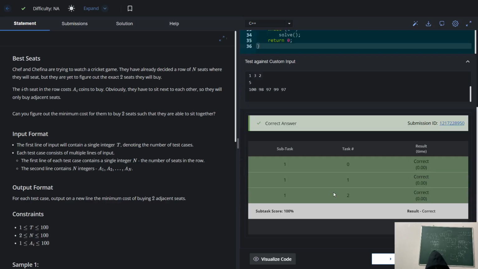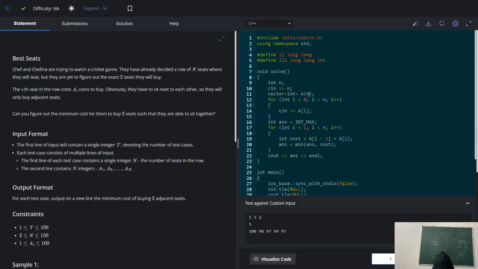Yeah, it got accepted. So in this way, we could have easily solved the problem. Basically, in the array, you'll have to find the adjacent sums, and whichever adjacent sum is minimum, that you'll have to display.